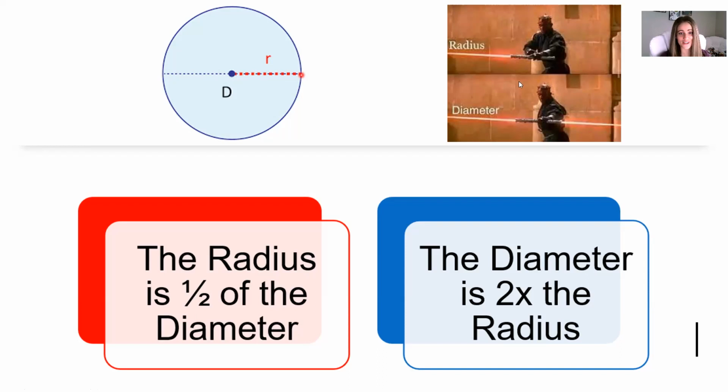And if you look on the right here, there's a fun little Star Wars meme to kind of help you out. So the radius, we just have half of the lightsaber lit up. And then the diameter, it is both ends for Darth Maul here. That means, mathematically speaking, that your diameter is twice the radius. And your radius, then in turn, is only half of your diameter. We'll see here in a little bit why that's important to know.